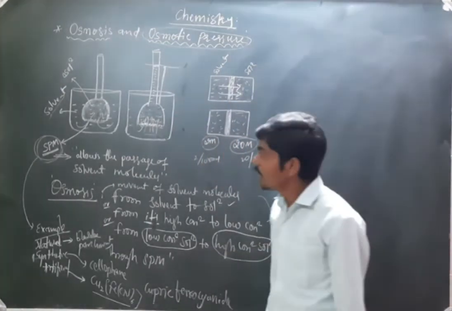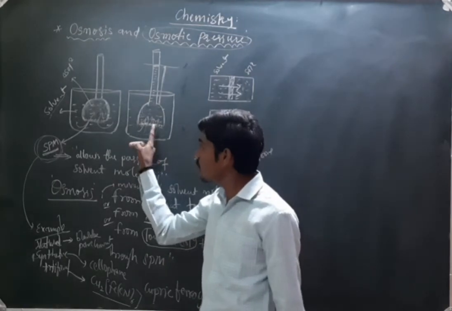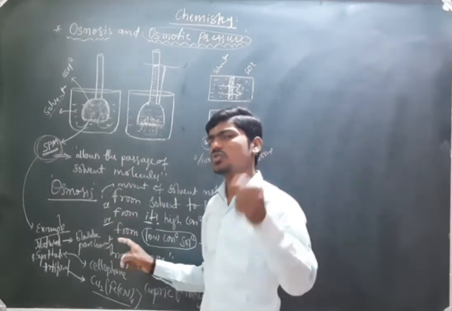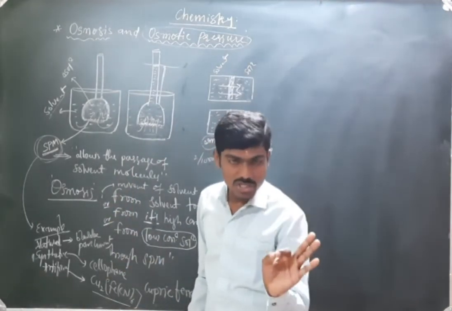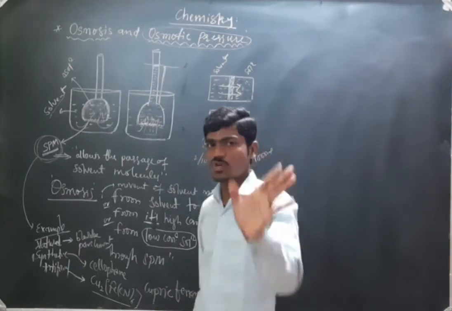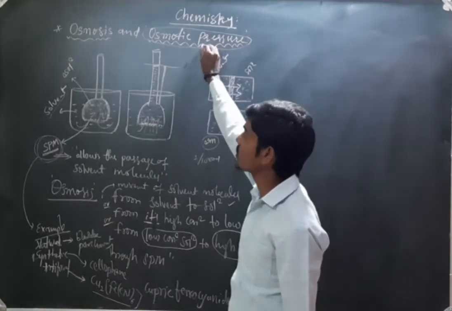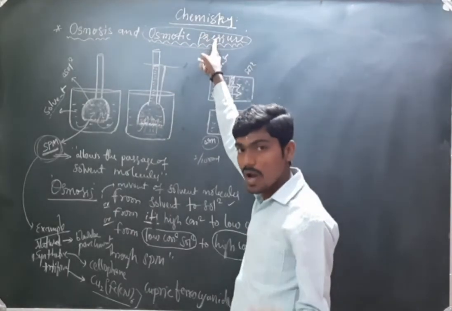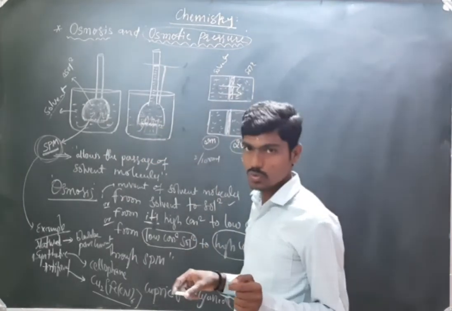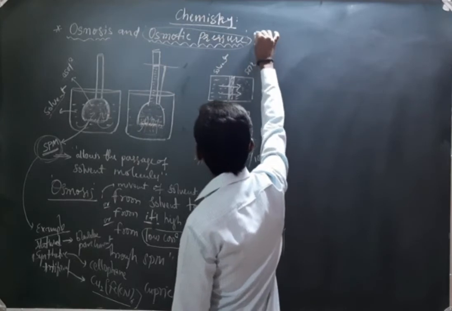How to define it? The pressure which is required to just stop the inflow of solvent molecules, or we can say to stop the osmosis, is called osmotic pressure. Is it clear? Osmotic pressure is the pressure required to stop the osmosis, to stop the inflow of solvent molecules. So its definition is clear. It is represented by the symbol pi.